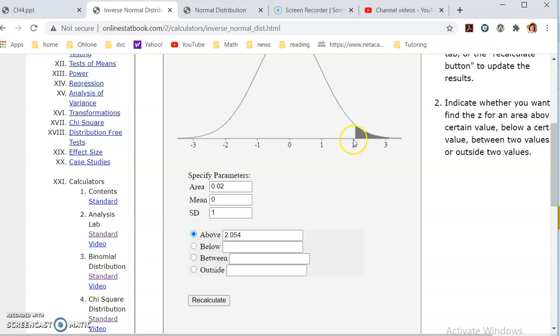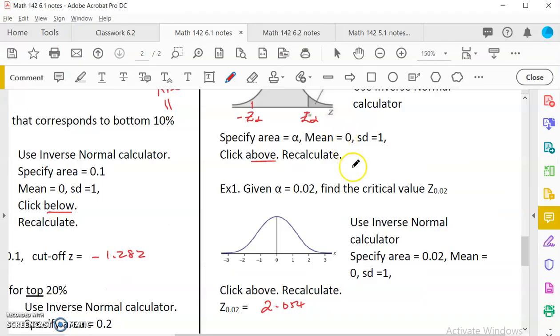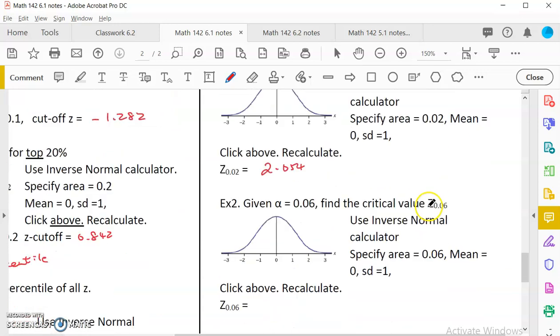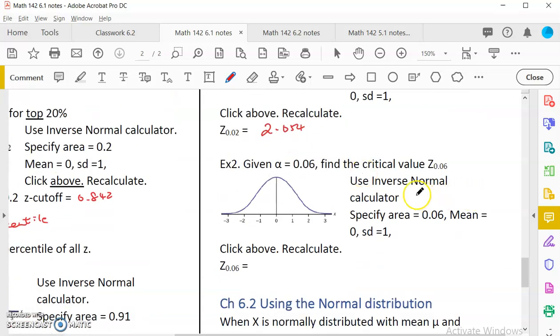So how can you tell your Z? You look at your data value, subtract the mean mu, over sigma. That would be your Z. So 2.054. What about if I set my alpha to be 0.06?